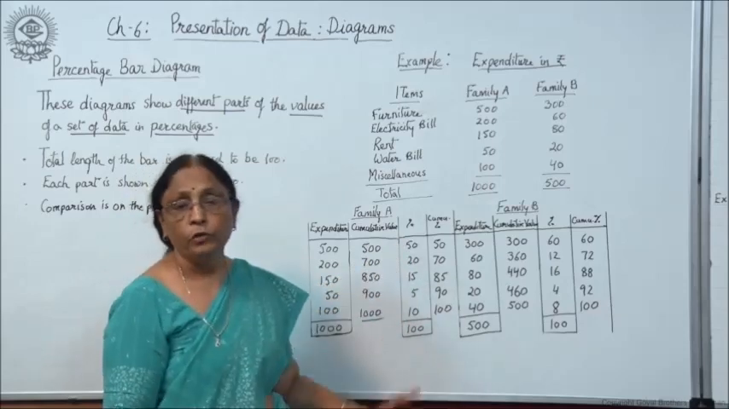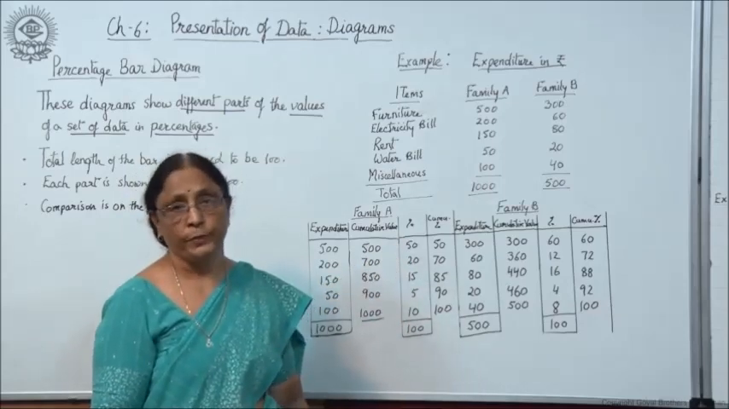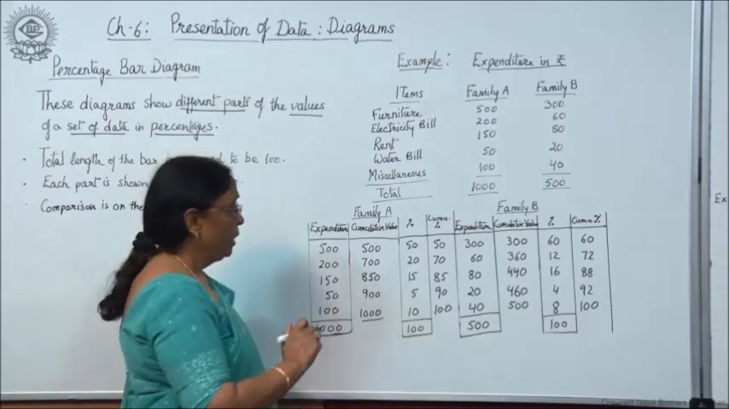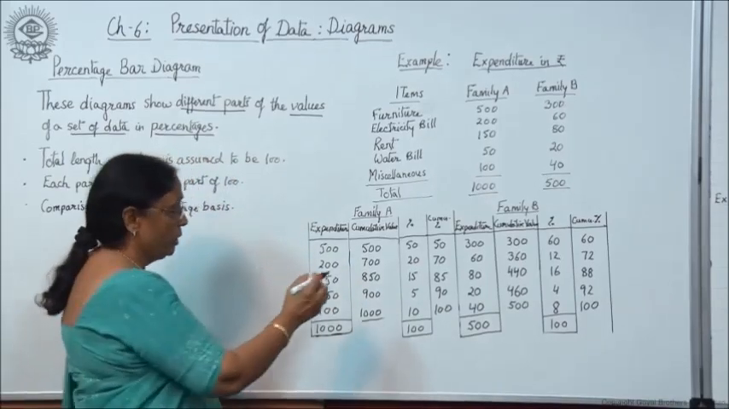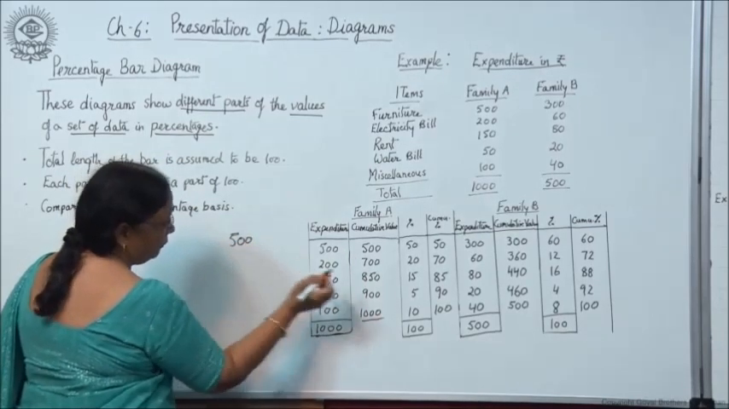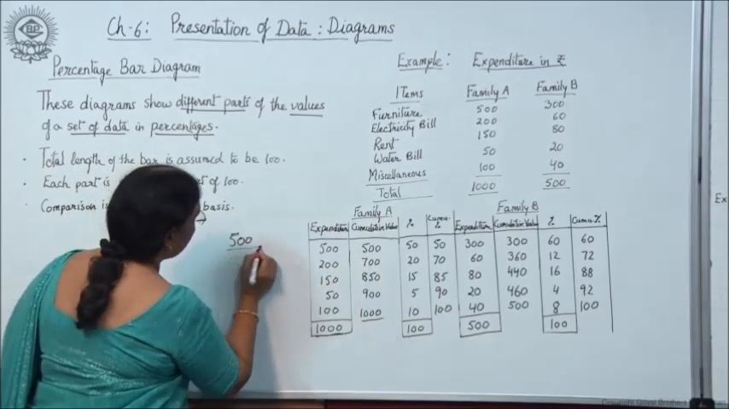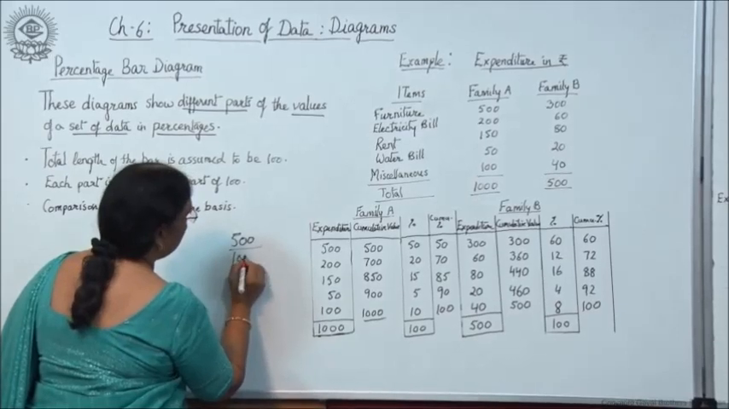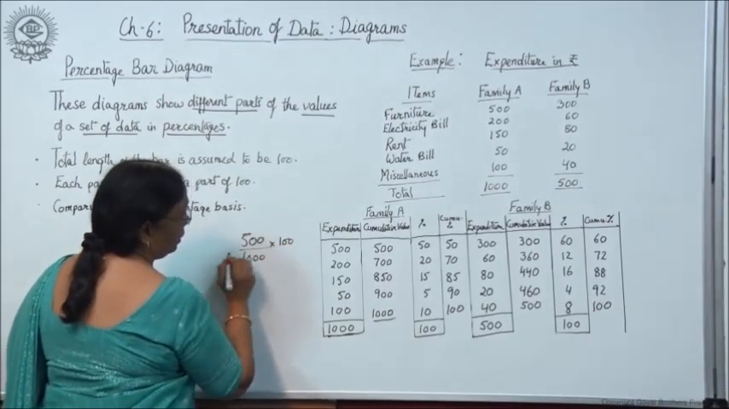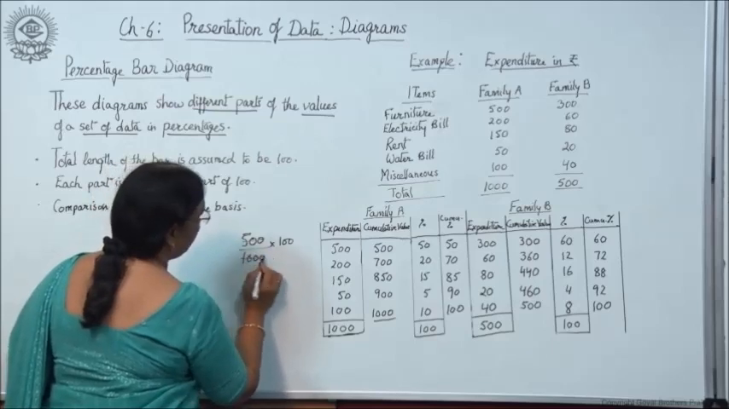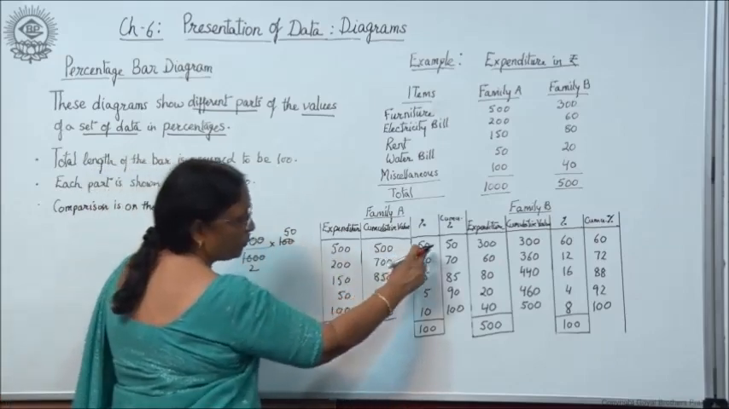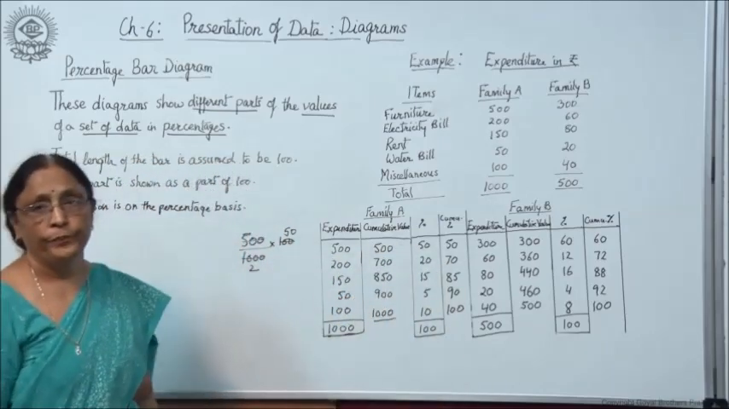Now we have to take out the percentage expenditure. Then only we can divide the bar into different parts. How to take out the percentage? This will be 500 divided by total into 100. This means 50. So first percentage is 50, right?